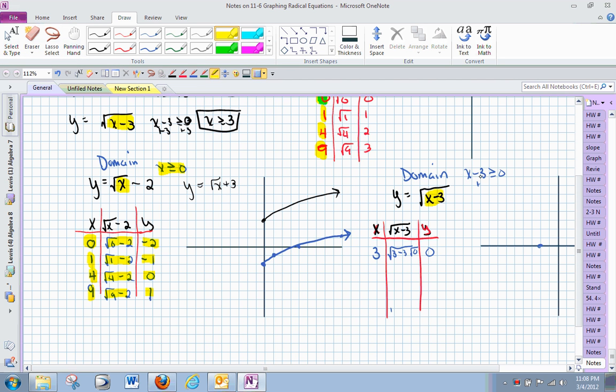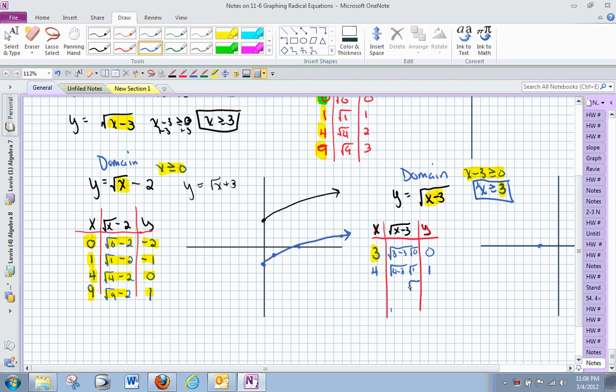X minus 3 has to be greater than or equal to 0. So when I solve it, I get x is greater than or equal to 3. So that's my domain, and I know that I have to start at 3. So 3 goes in here. The square root of 3 minus 3 is 0, and the square root of 0 is 0. So what number am I going to put in next? Well, if I put a 4 in, 4 minus 3 gives me a 1, and I can take the square root of 1, which is 1.